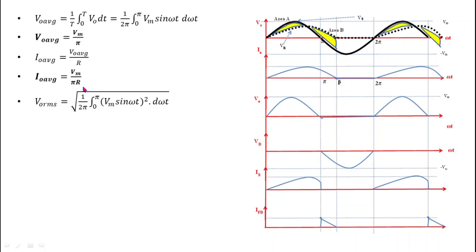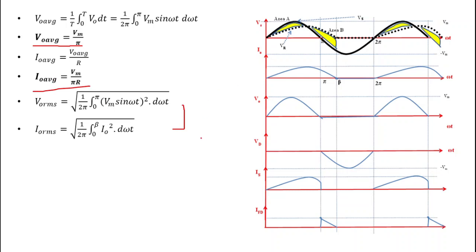We can calculate the RMS value as root of 1 upon 2 pi integration 0 to pi of Vm sin omega t whole square d omega t. And I naught RMS we can get by taking the square root of 1 upon 2 pi integration 0 to beta of the square of the equation of current d omega t. This is the procedure to calculate RMS values of voltage and current. But from the exam point of view, this is not important. Only these two formulas you have to remember.